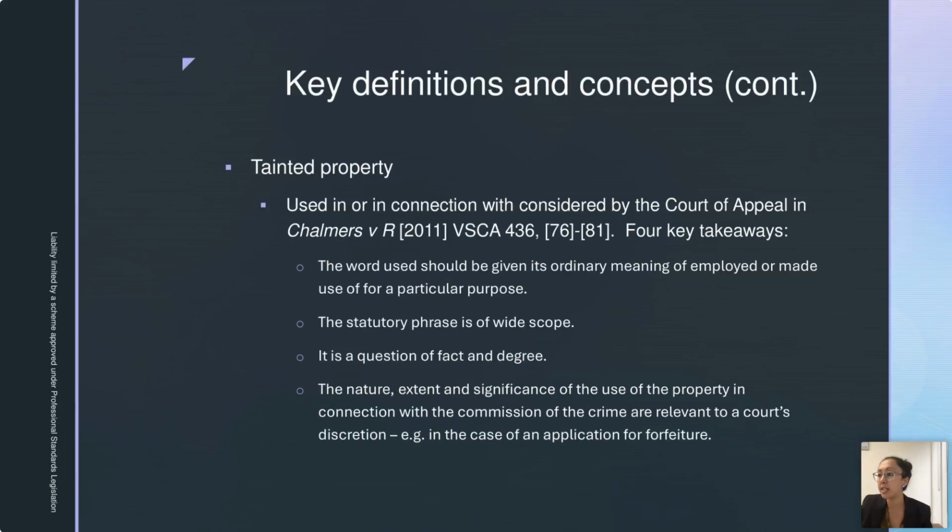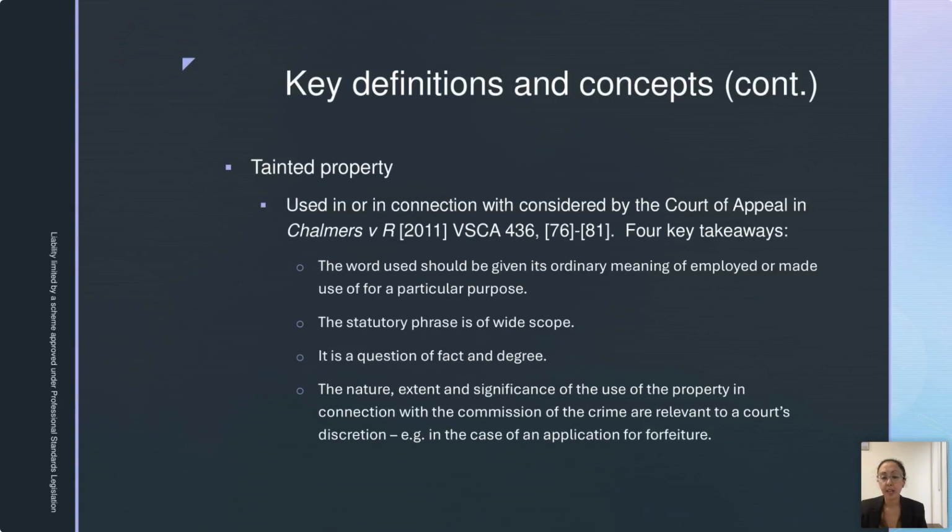In any other case, property that in relation to an offence was used or was intended by the accused to be used in or in connection with the commission of the offence. So that refers to property that has actually been used or property that might be used in the future for an offence.